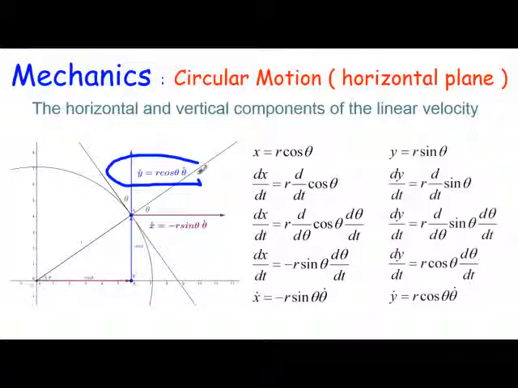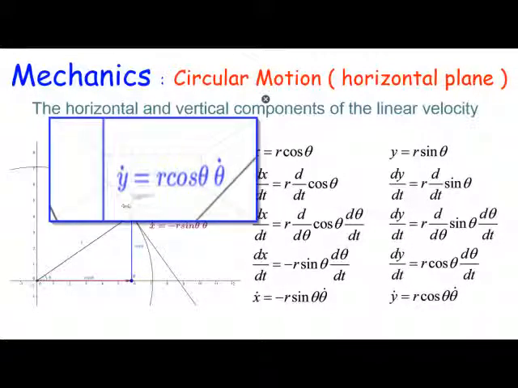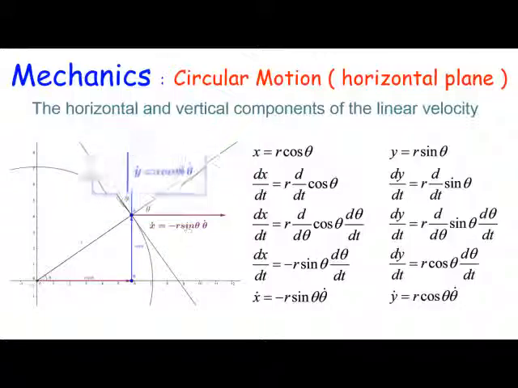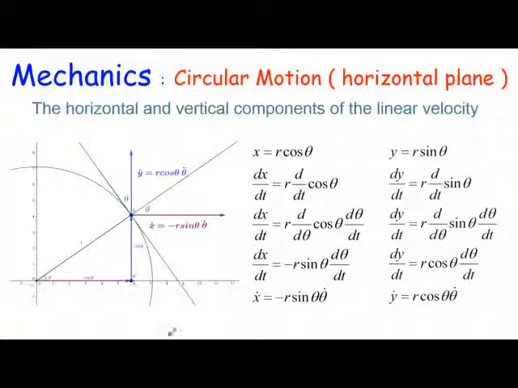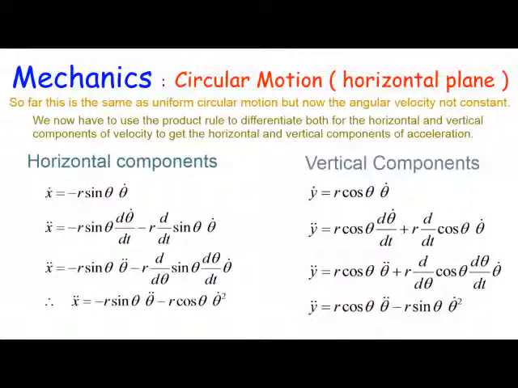Let me see if I can just get this again. Okay, you can see here, this is the y component, and the x component is minus r sine theta theta dot, and the y is r cos theta theta dot. So these are the x and y components of velocity. Let's move on now to the horizontal and vertical components of the acceleration. How are we going to get them? Well, we're at one dot. We've got to go to two dots, so we've got to differentiate them again.